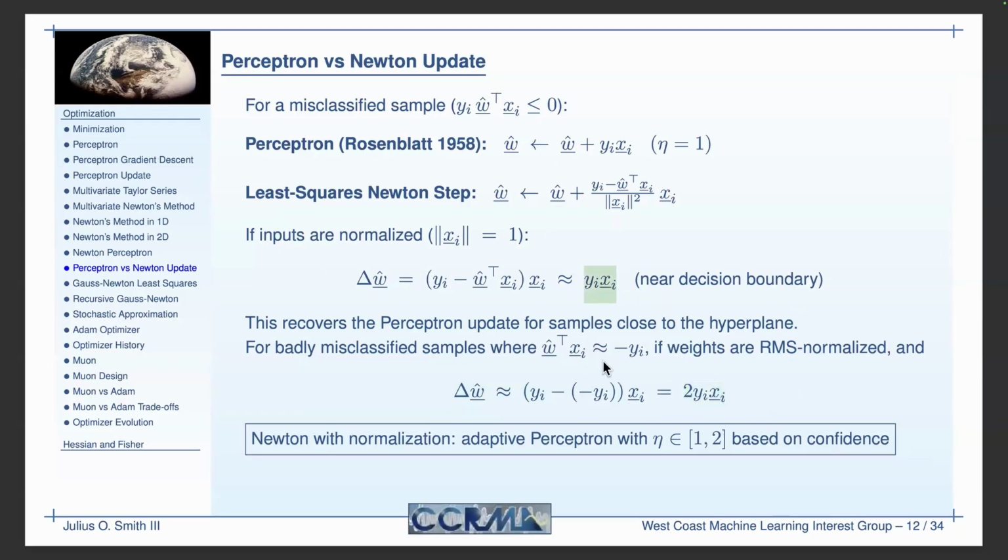I'm going to credit Claude for this. Claude suggested this. I'm just checking Claude here. This is Claude, and we had this conversation literally minutes before 6:30. I had no idea how late it was getting, and so here's Claude's conjecture. I think it's probably right that Newton with normalization is an adaptive perceptron with the step size eta in the interval 1 to 2 based on confidence. So if you're close to the hyperplane, you slow down. If you're far away, you speed up. I think that's a beautiful thing. I think Claude's doing research here. I think we've got AGI.